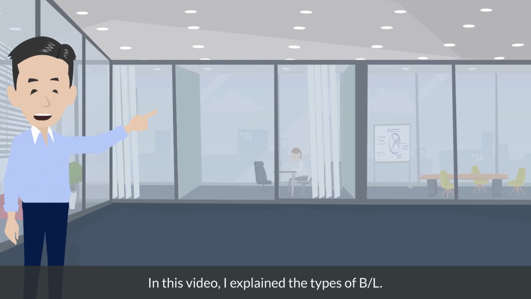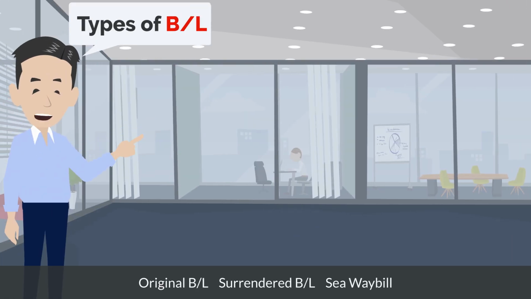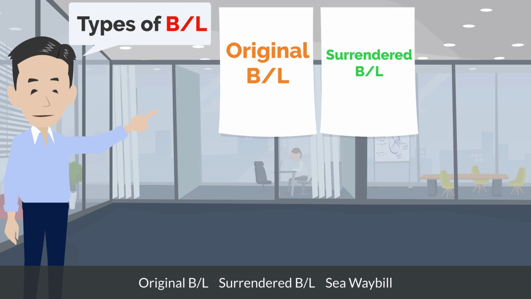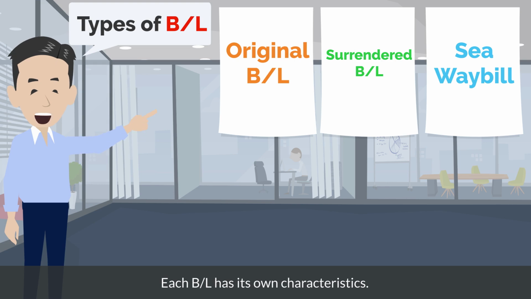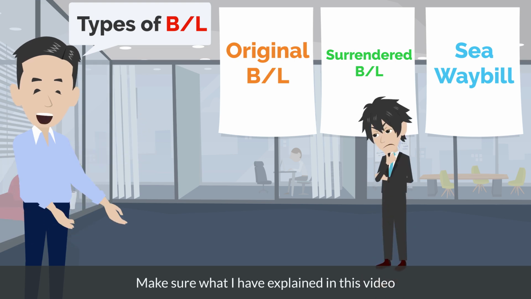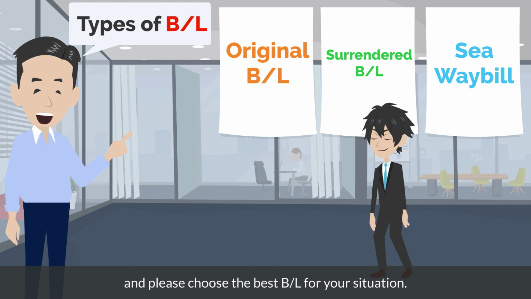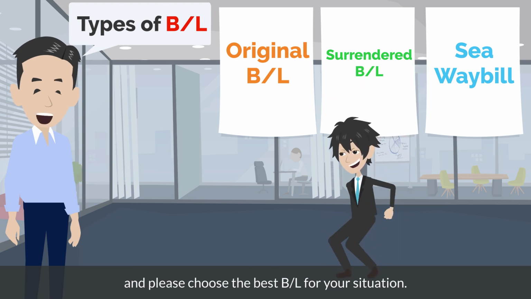In this video, I explained the types of BL. Original BL. Surrendered BL. Seaway bill. Each BL has its own characteristics. Make sure of what I have explained in this video and please choose the best BL for your situation.